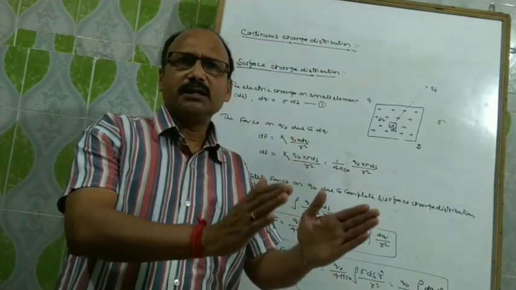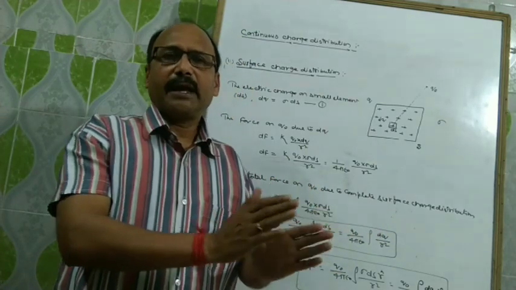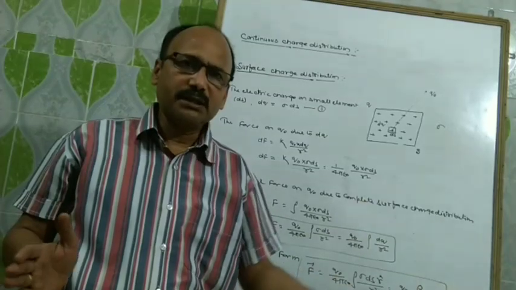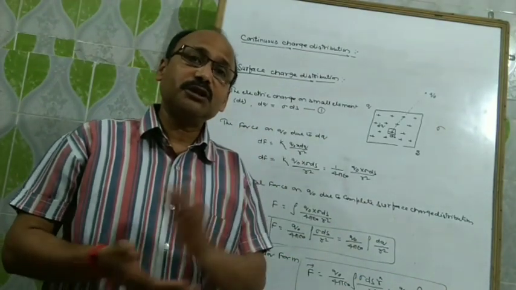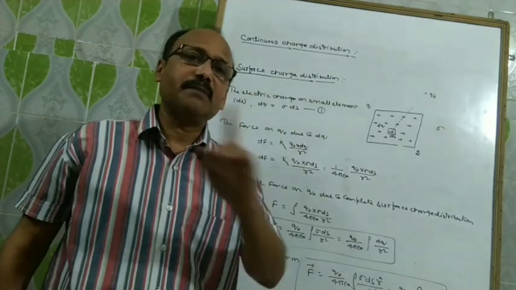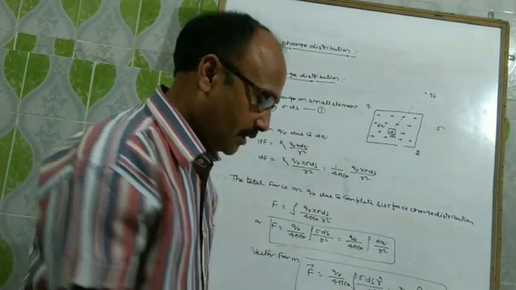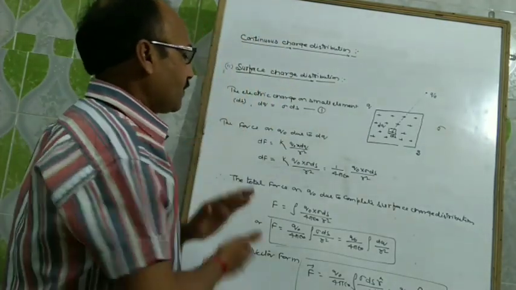It means in linear charge distribution the body will be one dimensional, in surface charge distribution it will be two dimensional, and in volume charge distribution it will be three dimensional. In that case you will take volume. So after this we have to derive the formula for this.